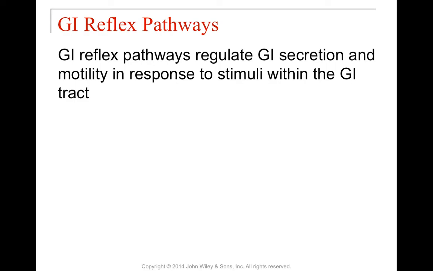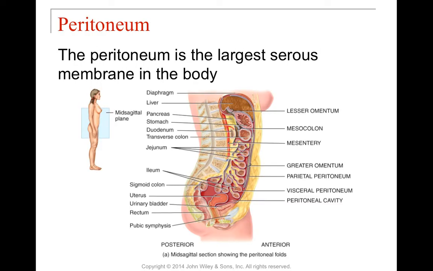So the GI pathway is going to be regulated by a bunch of different reflex pathways that are going to regulate the secretion of different enzymes into the lumen, and also the motility of the GI tract is also going to respond to different stimuli that are going to be given to this system.